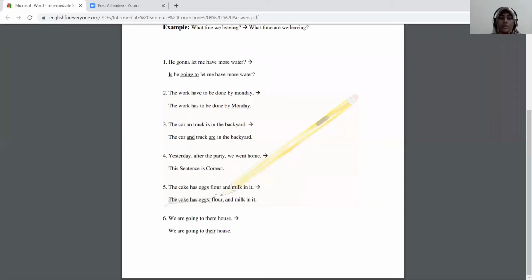Number five, the cake has eggs, flour and milk in it. So it has three ingredients. The ingredients should be separated with commas, which is the correct punctuation. So the cake has eggs, comma, flour, comma, and milk in it. There should be a comma in front of the and. And the last one, we are going to their house. So maybe they are trying to convey that they are going to someone's house.